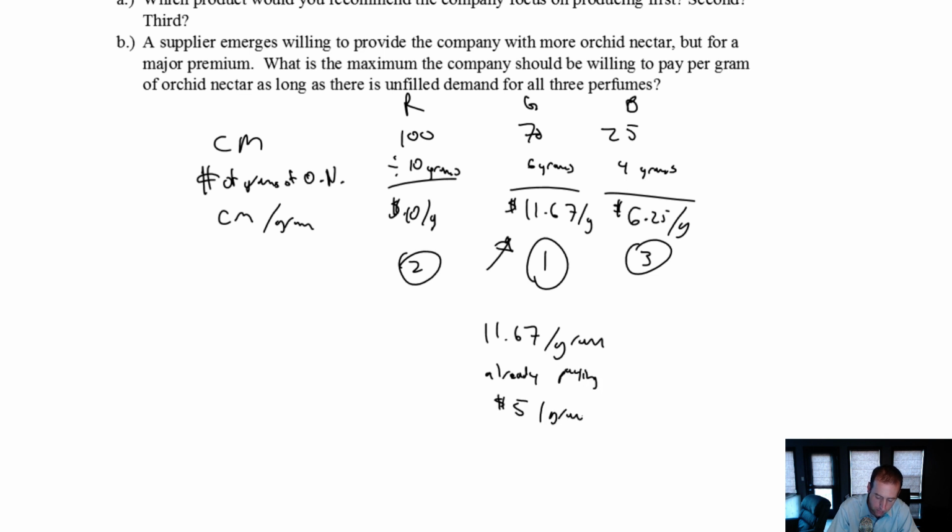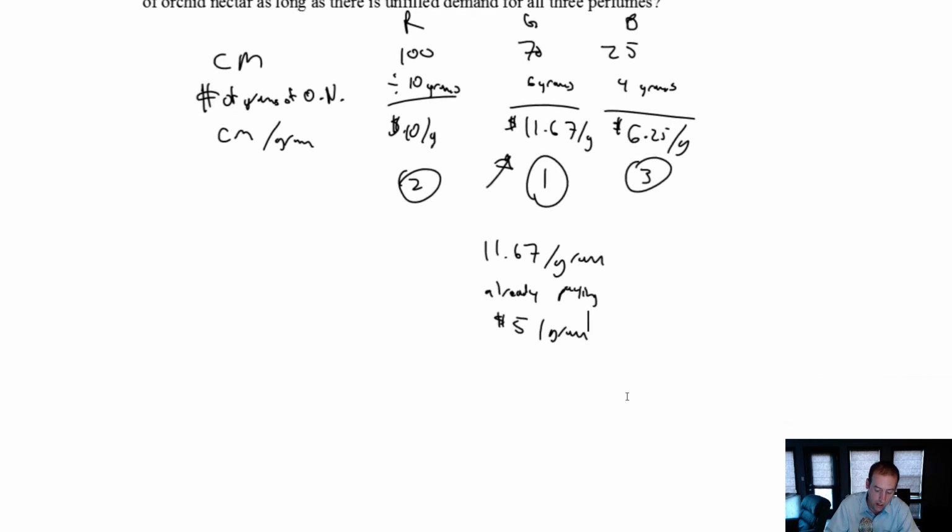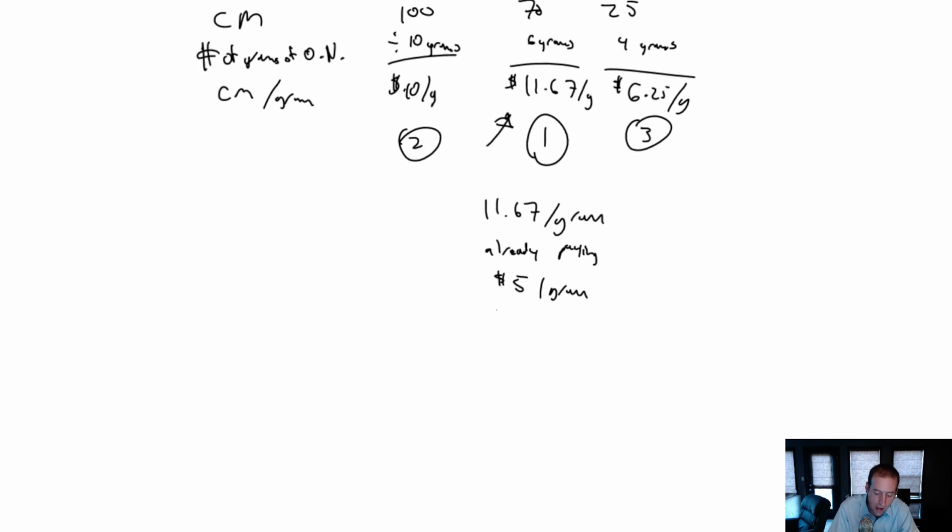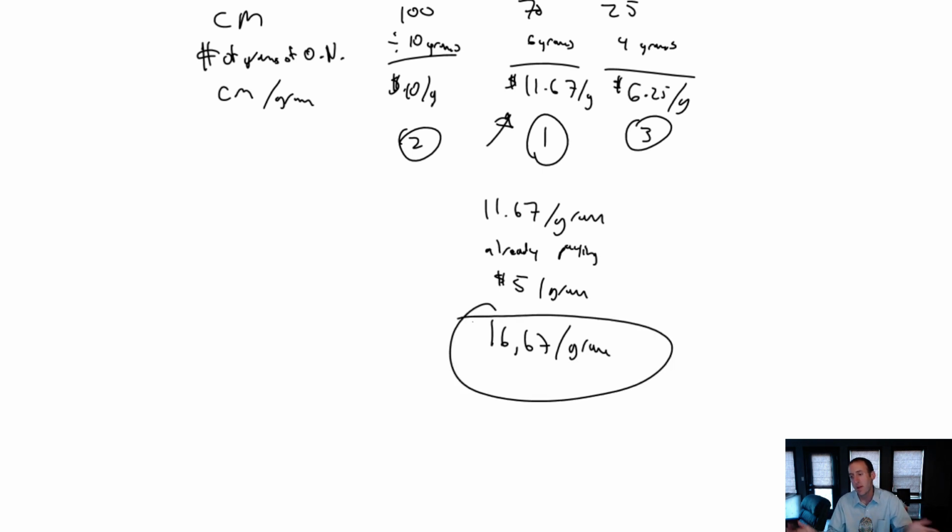$5 per gram. So if we take materials out of the equation, we have room. That's our profit per gram, $11.67, but in there is $5 a gram. That's what we're already paying. So $16.67 per gram would be our break even. If they charge us $17 a gram, we'd start to lose money on this. If they charge us $16.50 per gram, we're making a little bit of money. $16.67 is the absolute maximum we would be willing to pay. Maybe just a couple pennies less to cover the rounding here, but $16.67.